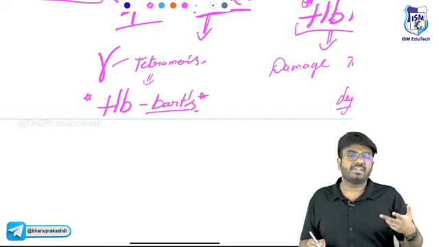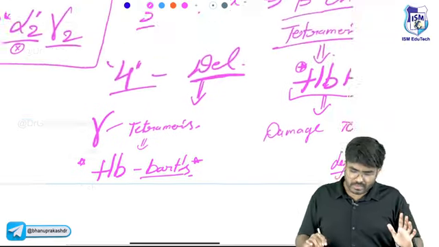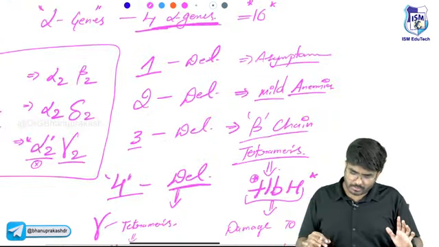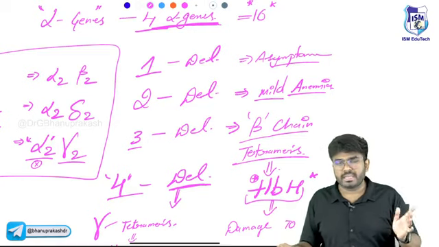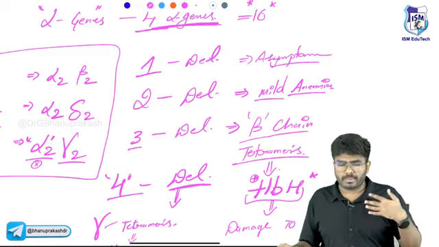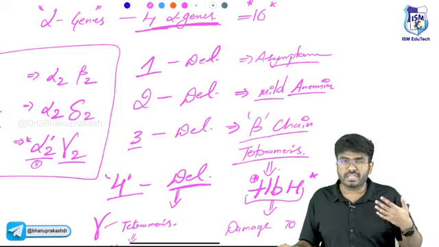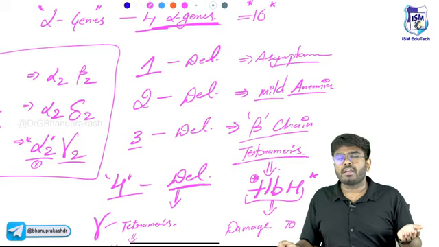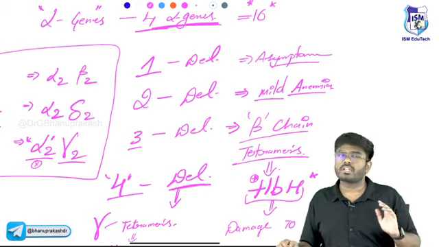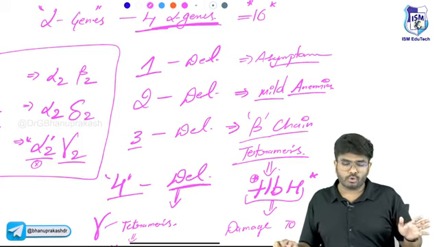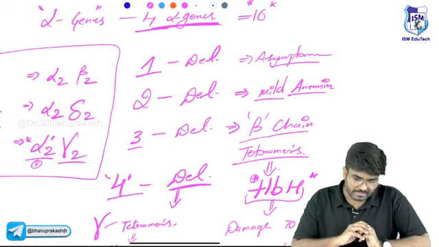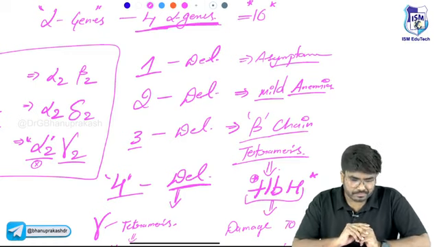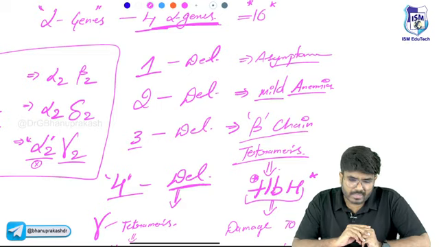So hydrops fetalis. Okay. So one alpha gene deletion, not a problem. Two alpha gene deletions, mild anemia. Three alpha gene deletions can cause HbH, and four alpha gene deletions is not compatible with life, that is death in utero because of hydrops fetalis. Okay, so alpha thalassemia is completed, sir.